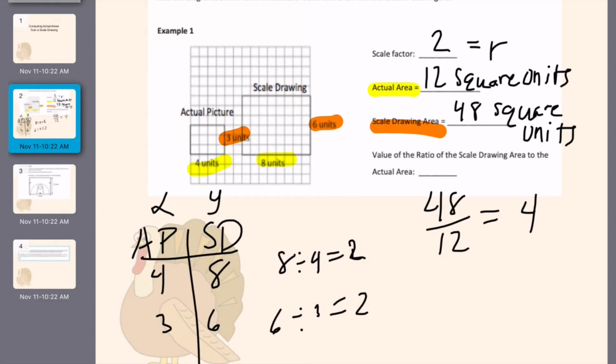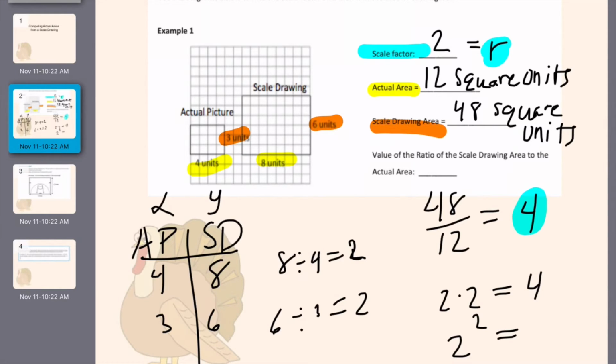Here's what I want everybody to think about. How can I go from my scale factor of R to my ratio for my actual area? Essentially, how can I go from my scale factor to this other factor, the ratio of the areas? Well, I can do 2 times 2, and that gives me 4, which is the same thing as 2 squared equals 4.